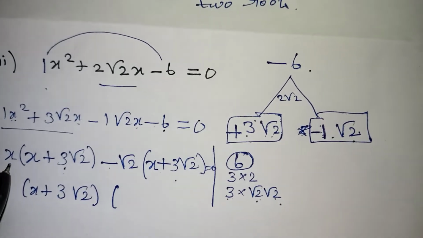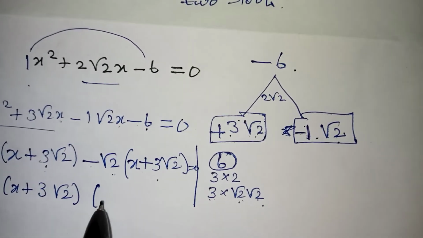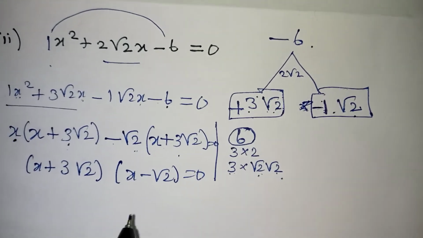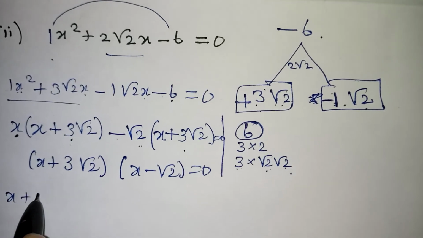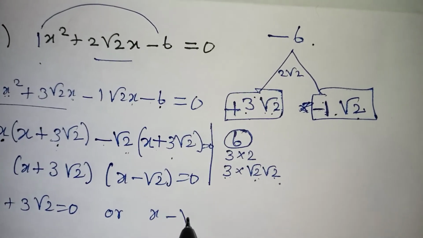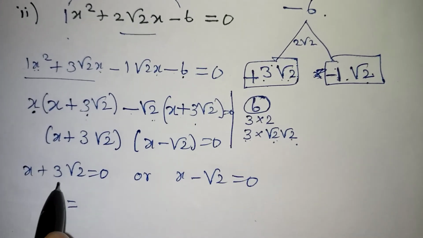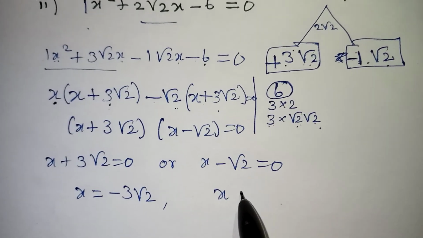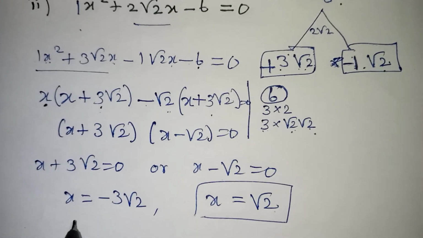And open the bracket. Here the extra term we have taken out is x. Here we have taken out minus root 2. So x minus root 2 is equal to 0. So both the terms we have to equate to 0. That is x plus 3 root 2 equal to 0 or x minus root 2 equal to 0. Now x is equal to plus 3 root 2. If you take it to that side, minus 3 root 2. And x is equal to minus root 2. If you take it to that side, it is plus root 2.